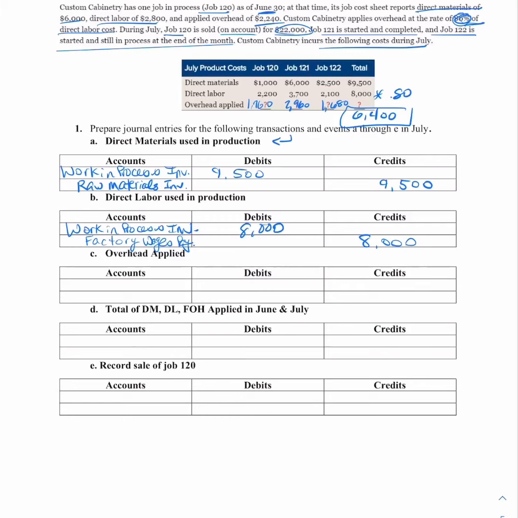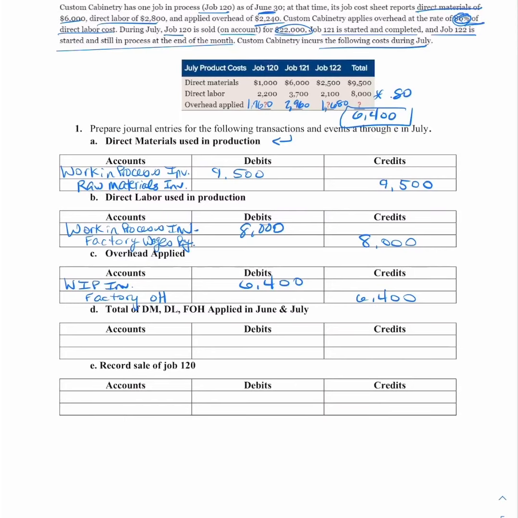So the very first thing then to apply overhead is a debit to work in process inventory. So I'm just going to start abbreviating as WIP for $6,400 and a credit to factory overhead. So if you recall from the last question, we said when you credit factory overhead, you are applying it, and that's what we're seeing here.